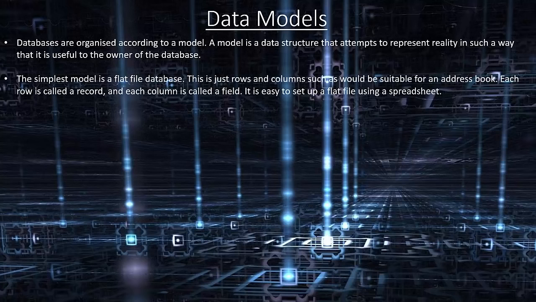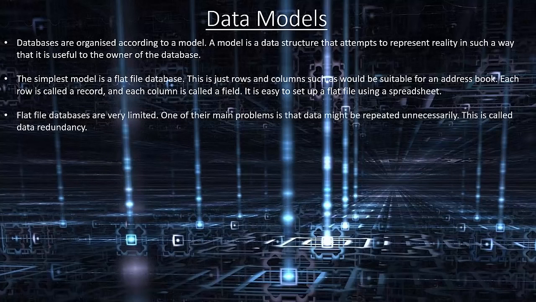The simplest model is a flat file database. This is just rows and columns such as would be suitable for an address book. Each row is called a record, and each column is called a field. It is easy to set up a flat file using a spreadsheet. Flat file databases are very limited. One of their main problems is that data might be repeated unnecessarily. This is called data redundancy. A hierarchical model is useful when making an inventory.